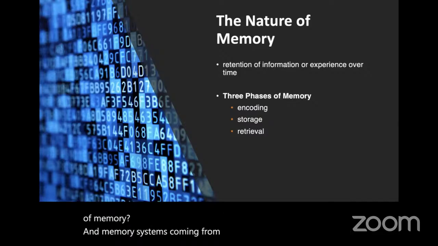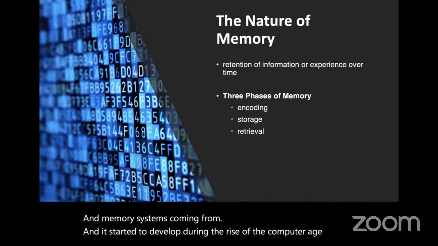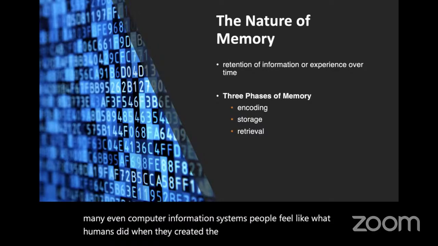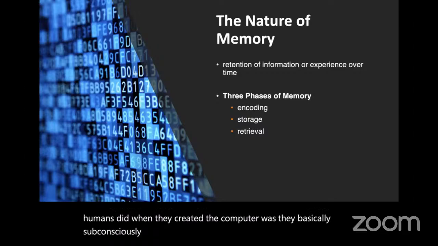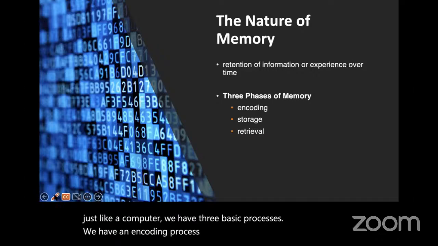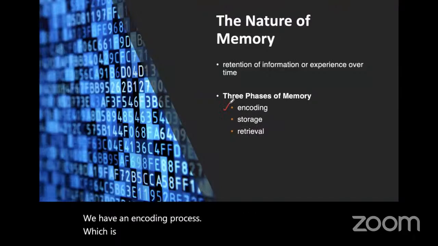It started to develop during the rise of the computer age. In fact, many computer information systems people feel like what humans did when they created the computer was they basically subconsciously mimicked the human memory system, okay? And so just like a computer, we have three basic processes. We have an encoding process, which is getting the information into the system.